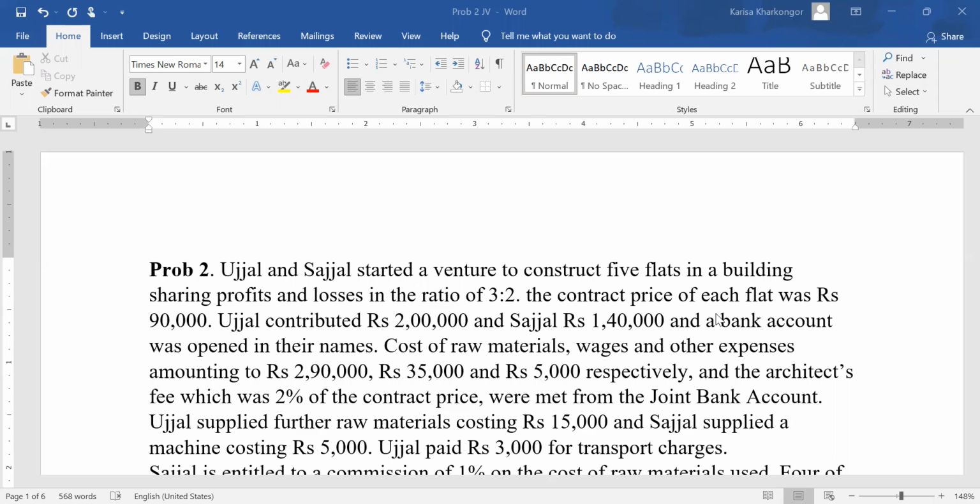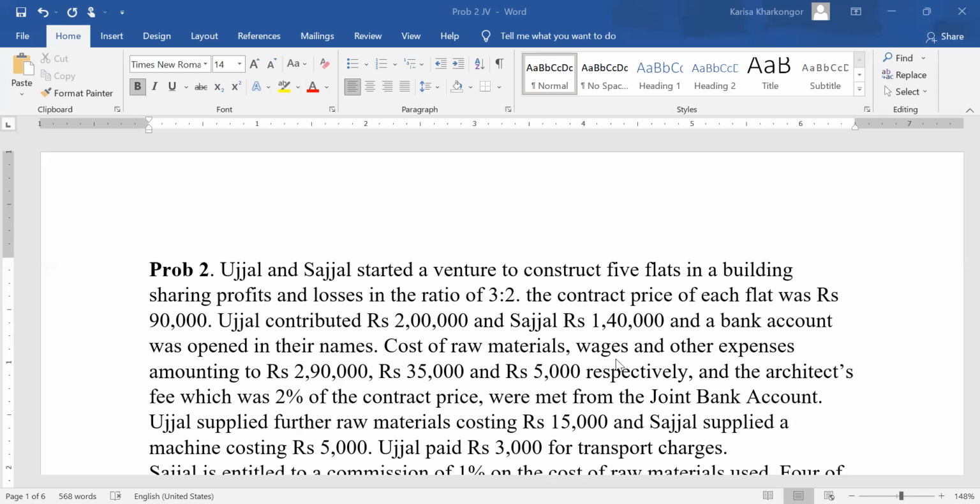The contract price of each flat was rupees 90,000. That means each flat after construction will be sold for rupees 90,000. Ujjwal contributed rupees 2 lakh and Sajal rupees 1,40,000. So the capital contribution of the venturers is Ujjwal 2 lakh and Sajal 1,40,000. And a bank account was opened in their names. So there is a joint bank account which has been opened in their names.